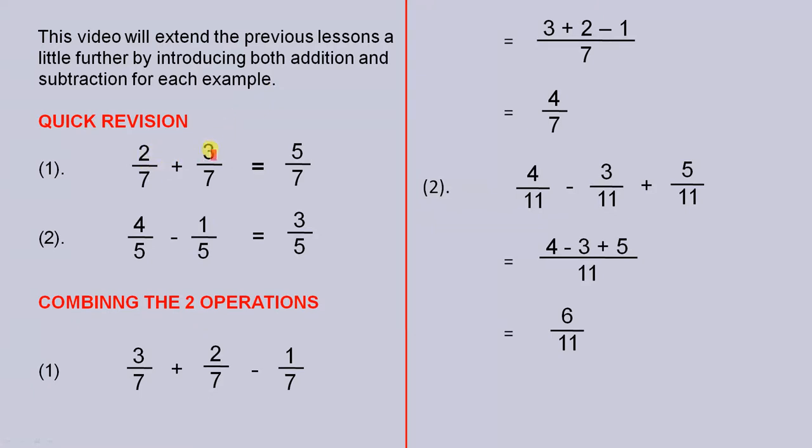2 over 7 plus 3 over 7. Since the denominators are the same, you just add the numerators. So 2 plus 3 is 5, so the answer is 5 over 7. 4 over 5, take away 1 over 5. The denominators are the same. 4 take away 1 gives you 3, so it's 3 over 5.